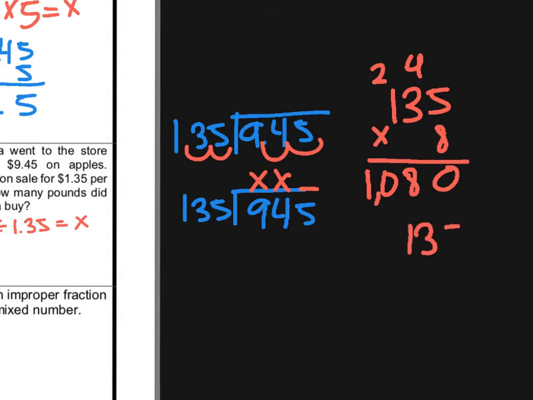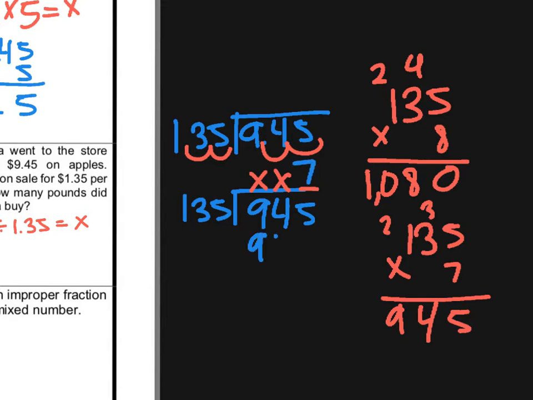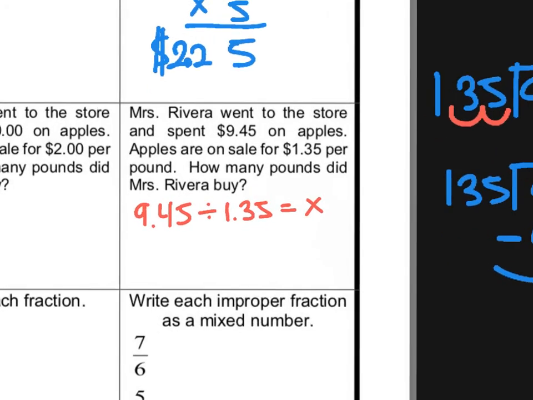So now we have to multiply by 7 and see what it gives us. 7 times 5 is 35, carry the 3. 7 times 3 is 21, add 3 would be 24. And 7 times 1 is 7, and then add 2 is 9. And that makes it perfectly, so we know that 7 will be the answer up top. And we'll get 0 as our remainder. So the answer would be 7. She bought 7 pounds of apples.